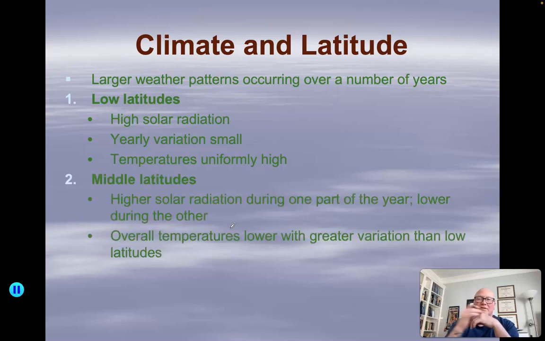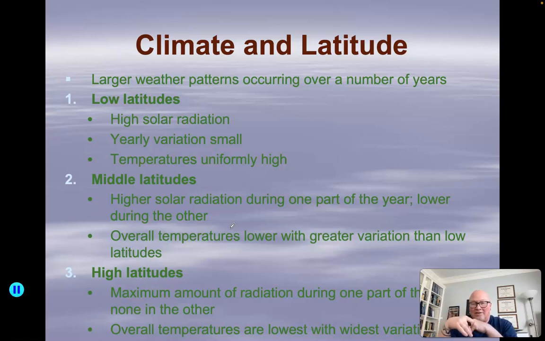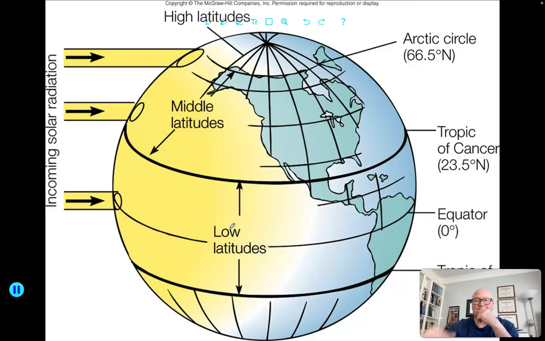In the middle latitudes, you get a little more variation, because during part of the year you are going to get higher amounts of solar radiation than in other parts of the year. And overall you do get greater variation than at the low latitudes. And then at your higher latitudes, really high latitudes, you get the maximum amount of variation, because there's a great deal of difference in the amount of solar radiation that occurs at one part of the year to another part of the year. And you can see how that works out here.